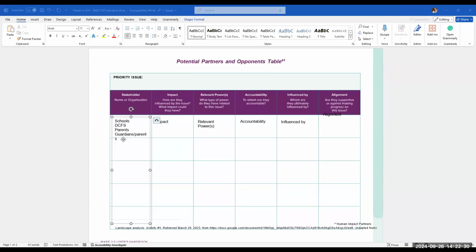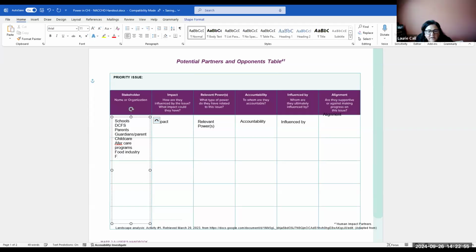So we've got so far schools, DCFS. Y'all are doing it faster than I'm typing. Child care, parents, aftercare programs, food industry, Park District, pantries, pediatricians, doctors. These are great ideas. So what you would do is brainstorm these and plug them into this potential partners and opponents table. So let's take a couple of these and just work across here.